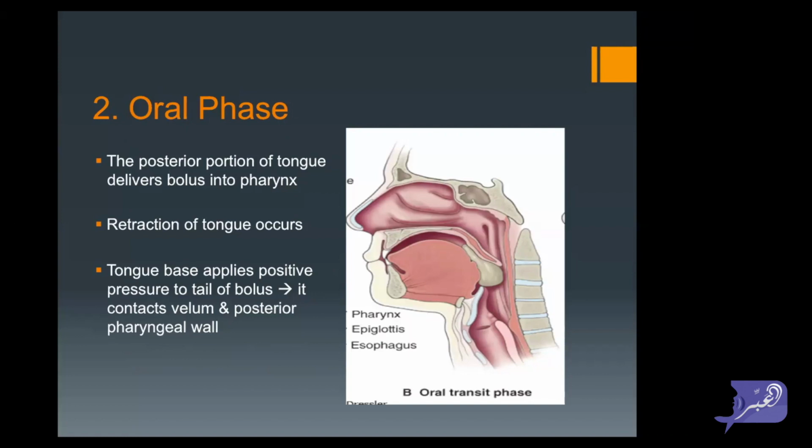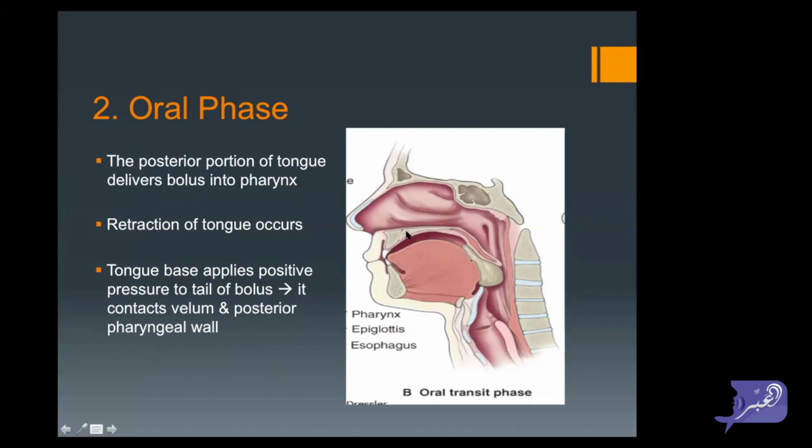The back portion of the tongue delivers the bolus into the pharynx. Okay, so here it's being pushed. The soft palate you'll see is still sort of open, not completely closed yet. The epiglottis here is open, the airway is open. Here, it's beginning or triggering the pharyngeal phase of the swallow. Okay, we have retraction, meaning the pushing back of the tongue that's happening to push the bolus back into the pharyngeal wall. And so the tongue base applies that positive pressure. So the tongue is the one that forces the bolus through, meaning it is what's causing that positive pressure.